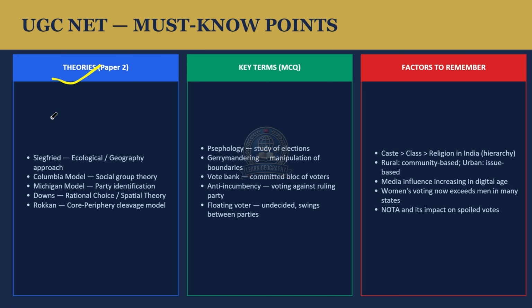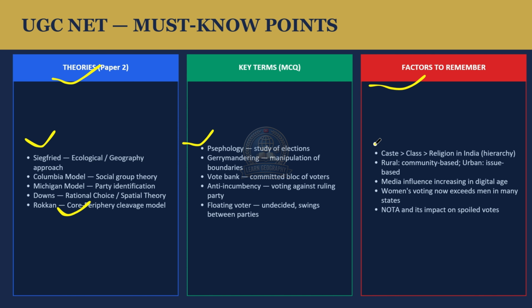Okay, UGC NET exam must-know points. Theories: Siegfried, ecology and geography approach; Columbia model, social group theory; Michigan model, party identification; Downs, rational choice, spatial theory; Rokkan, core-periphery, cleavage model. Psephology: study of elections. Gerrymandering: manipulation of boundaries. Vote bank: committed block of voters. Anti-incumbency: voting against the ruling party. Floating voter: undecided, swings between parties.